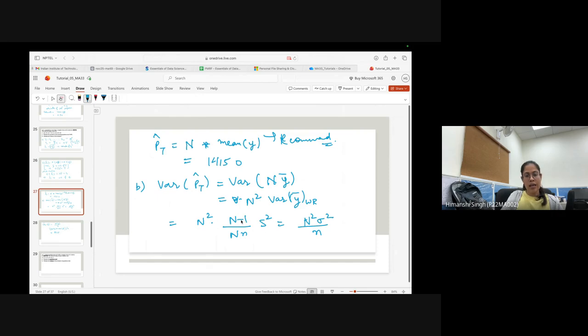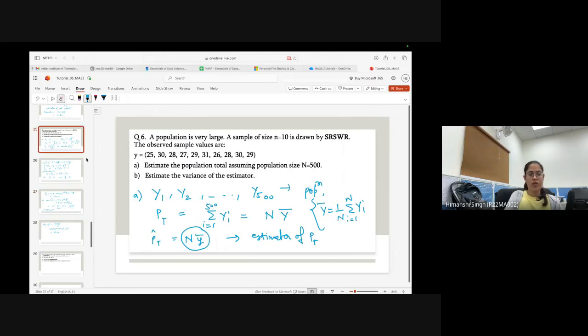Fine. Now this n minus 1 upon n and S square, in place of this we can also write sigma square by n. Why? Because we have the relation that n minus 1 S square is equal to N sigma square. I have proved it in one of the examples. So by using this relation, I have written capital N square sigma square by n. So this is basically the variance of PT hat.